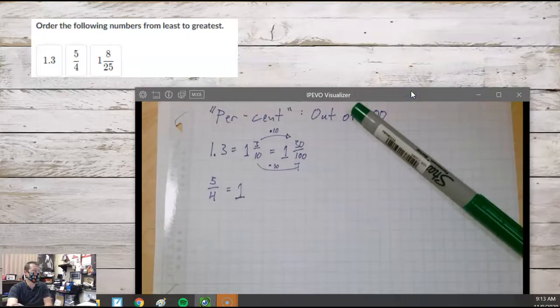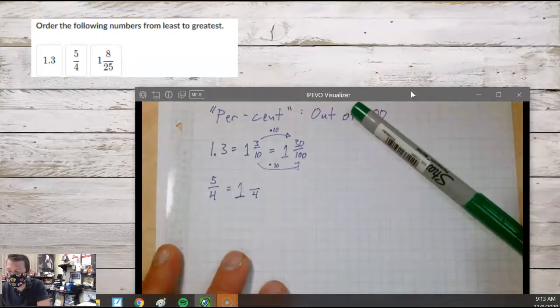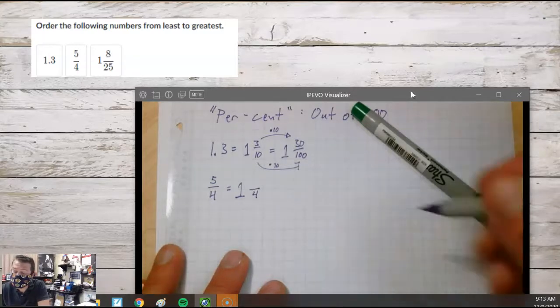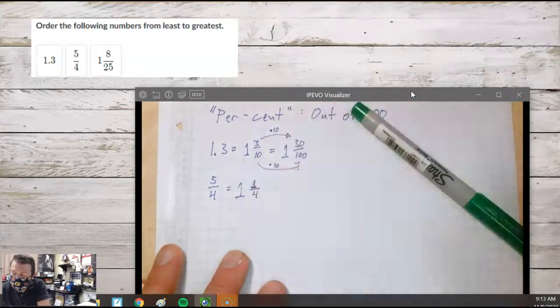Right, because 5/4, 5 is bigger than 4. 1 and what's left over? Nate? Wait. When we go to mixed, we keep that denominator for a minute. Lacey? 1 and 1/4. 1 and 1/4. Or 1 and 25 over 100.